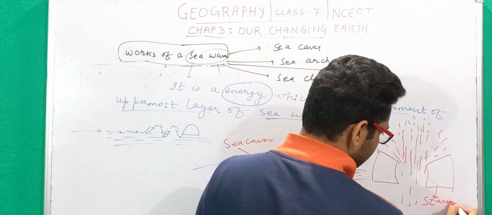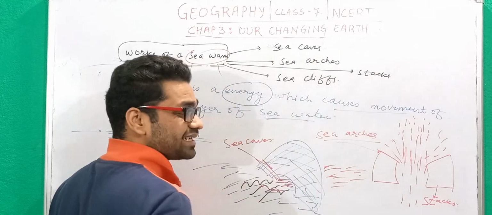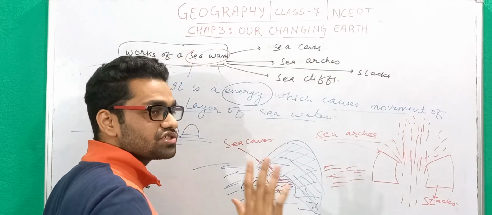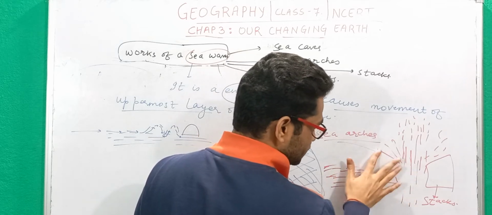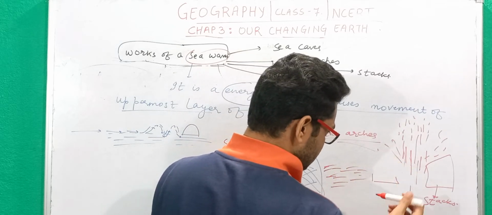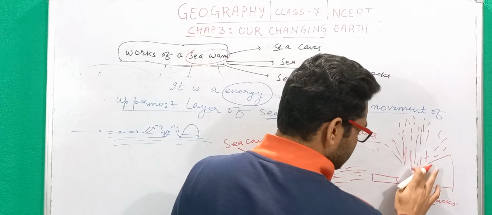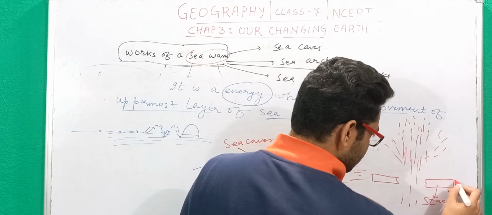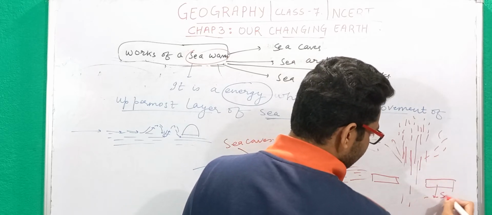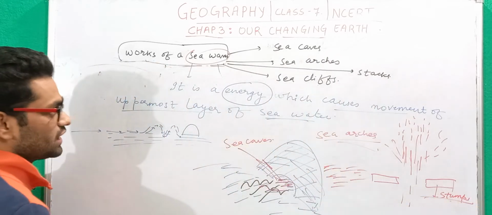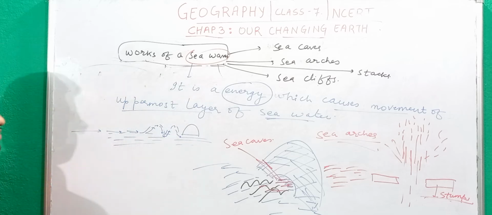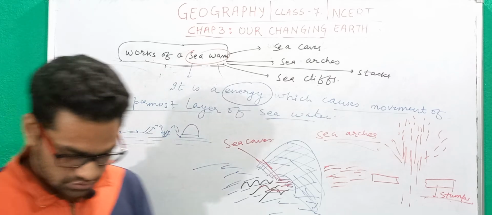This pillar-like structure will again be subjected to erosional activities, and the height of this pillar will get reduced to such an extent that it will now be called a stump. So these are the erosional activities of sea waves which you have to understand.